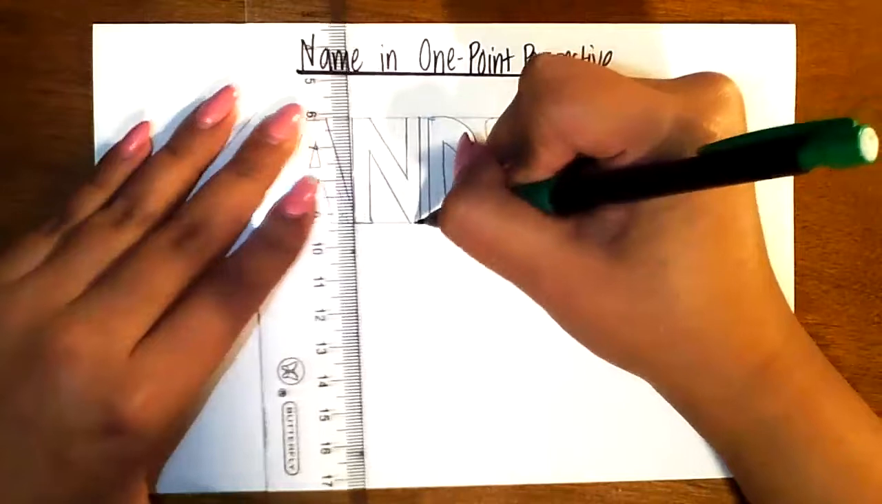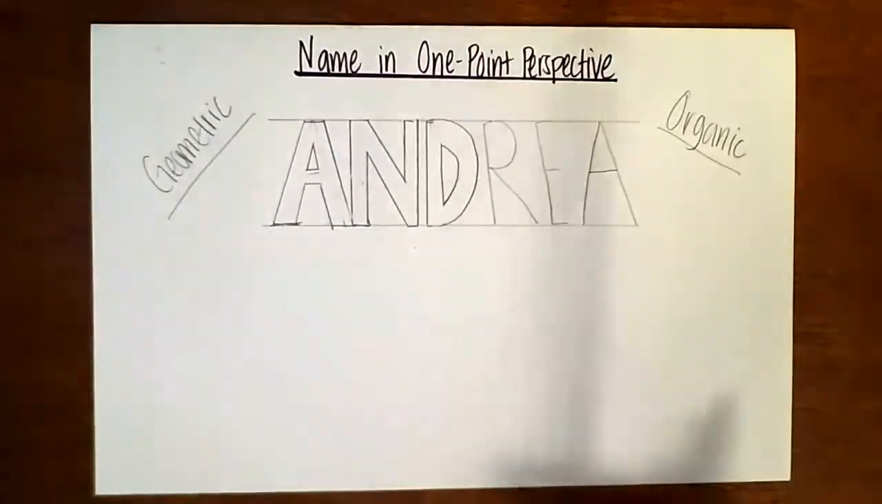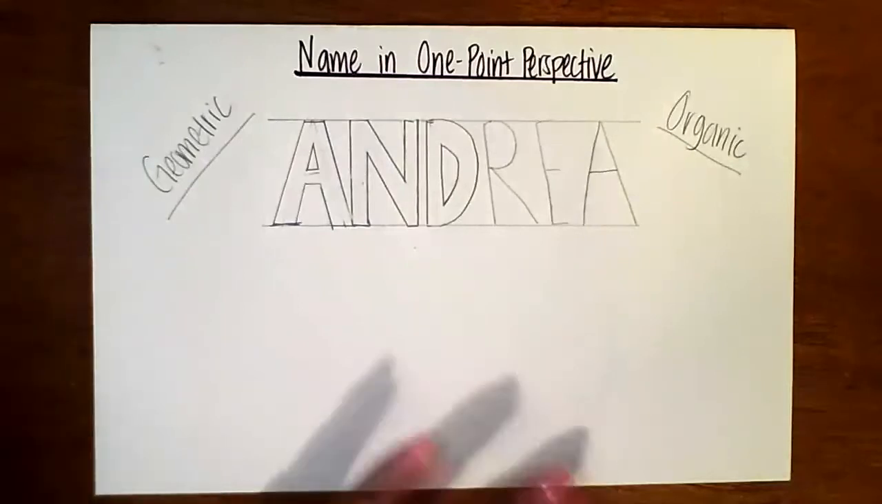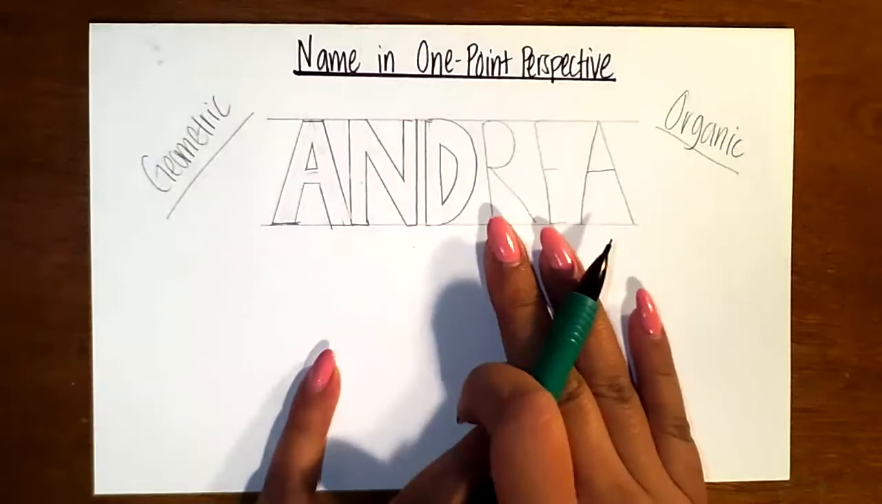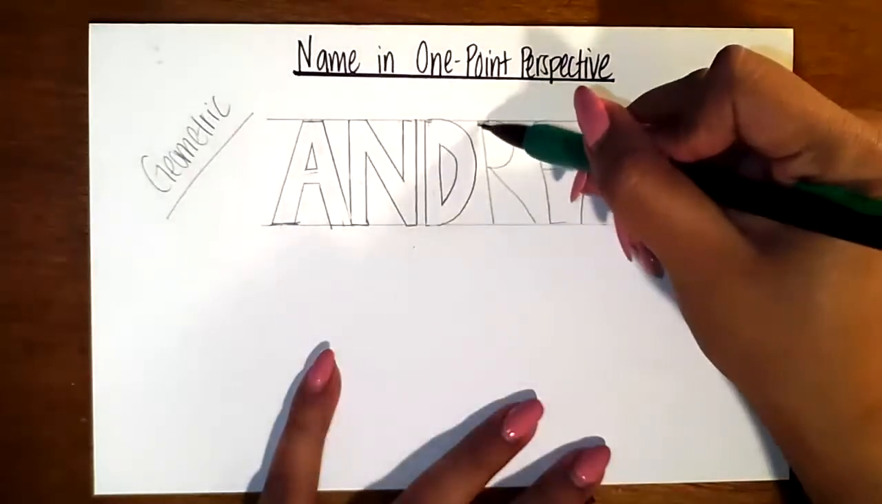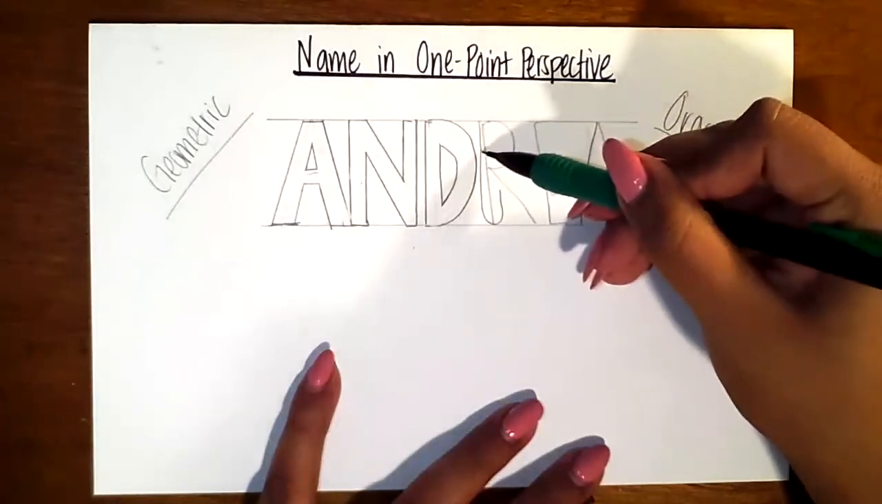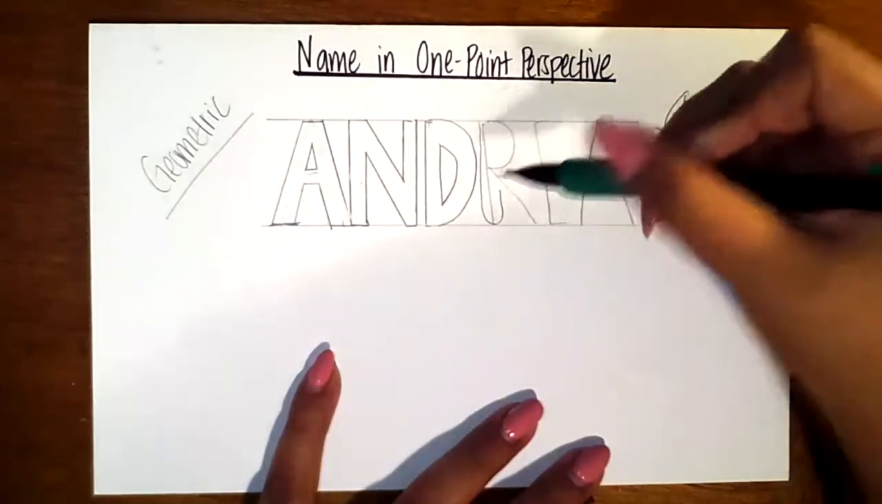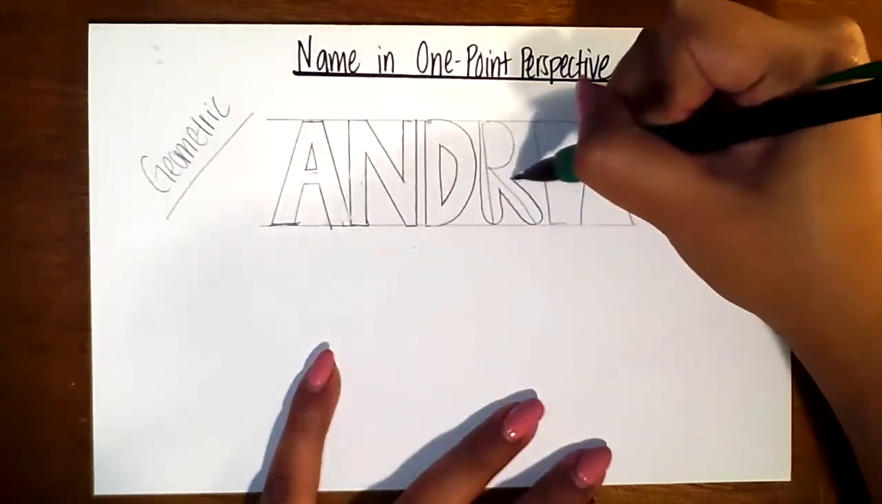I personally prefer the organic one because it's a little bit more natural, it's less technical. So right here, I'm going to do the same thing, but I am not going to use the ruler for the organic shapes. I'm just going to go ahead and follow this line. And you see how instead of doing the line and then the corner, I'm just doing the organic shapes. I'm curving my lines.